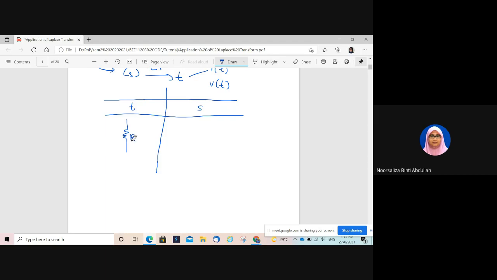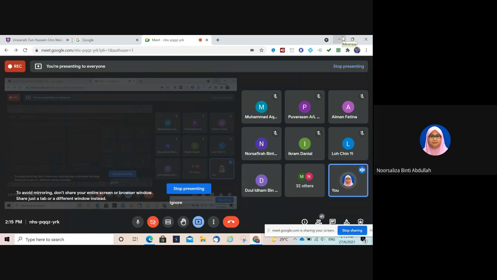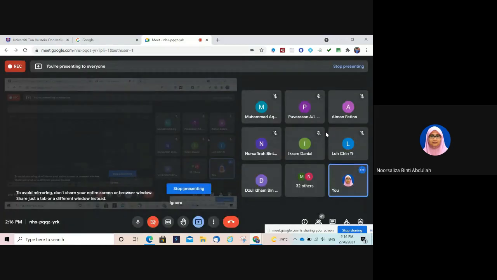Let's say you have the resistor R. Madam, ada orang saya nak masuk. Ada orang nak masuk. Okay, dah masuk belum? Oh, ramai. Okay. Dah ke? Jap. Dah. Okay.